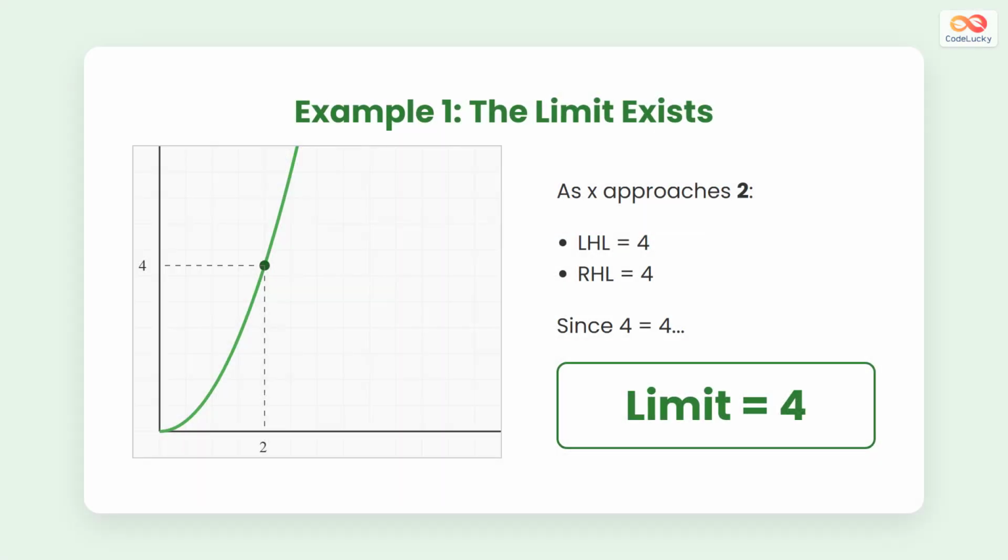Let's look at a case where it works. Here is the function y equals x squared. As we approach x equals 2 from the left, the values rise towards 4. Approaching from the right, the values drop towards 4. Since both sides agree on the number 4, the limit exists and is equal to 4.